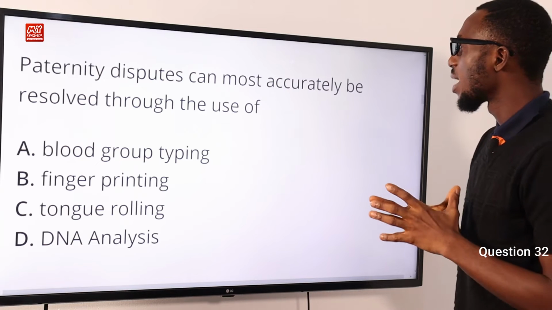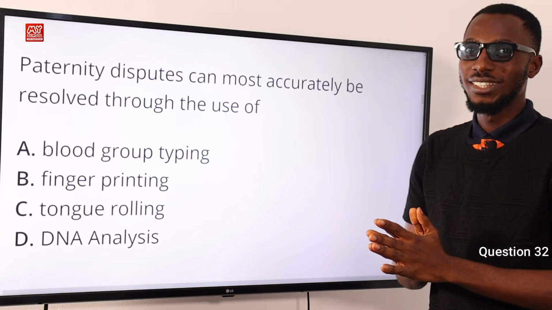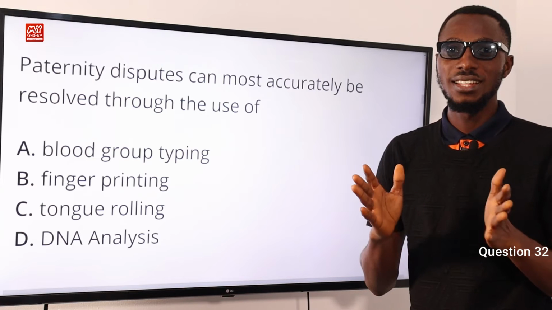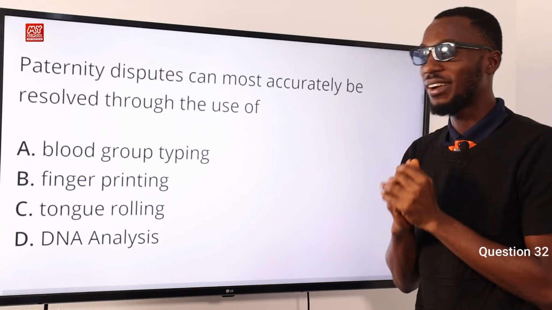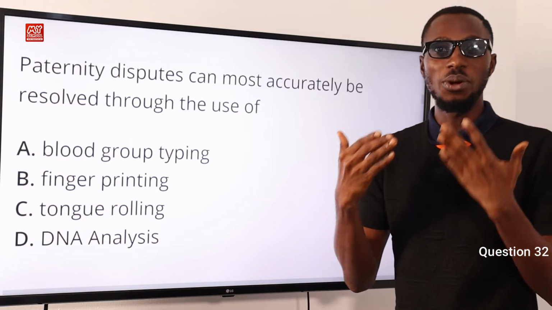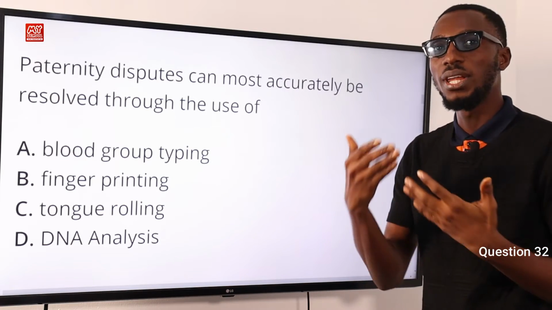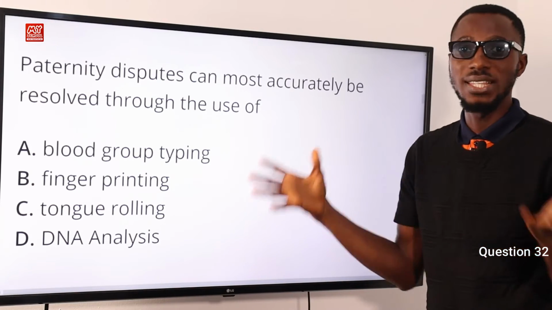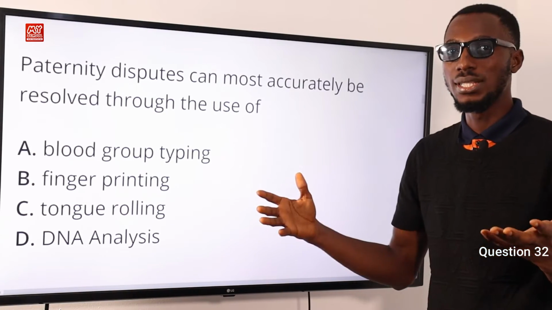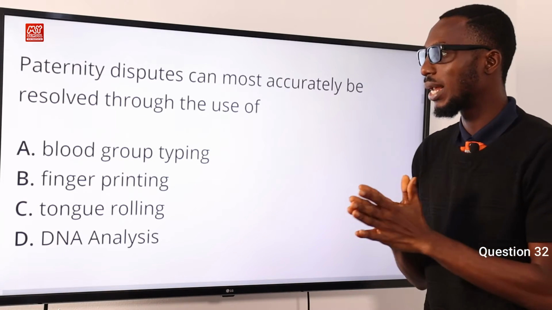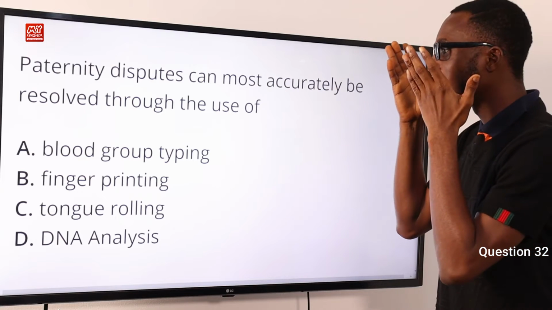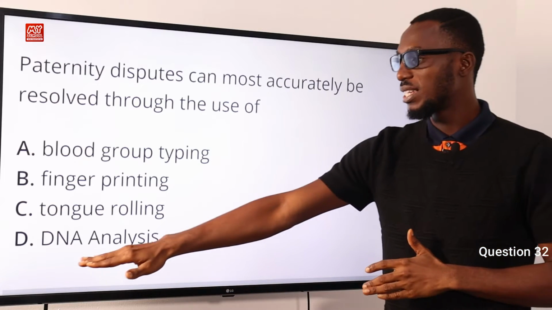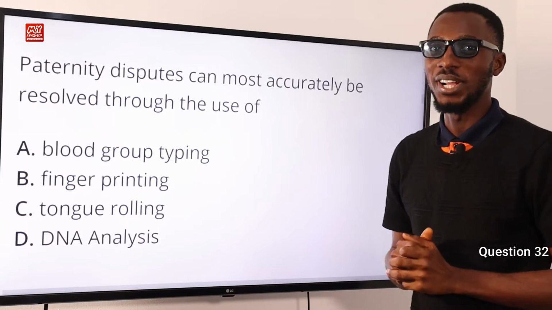Paternity disputes can most accurately be resolved through the use of what? Through the use of DNA analysis. This is a very wonderful paternity test. What they have to do is walk into an accredited center, and the doctor or technician there will collect a sample from the cheeks of both the father and the child, or whatever parties are involved in the paternity dispute, and they will run the test. They just have to follow some procedures. This is just the same as collecting blood samples. So the most accurate method that can be employed in solving paternity disputes is DNA analysis. Option D is very correct.